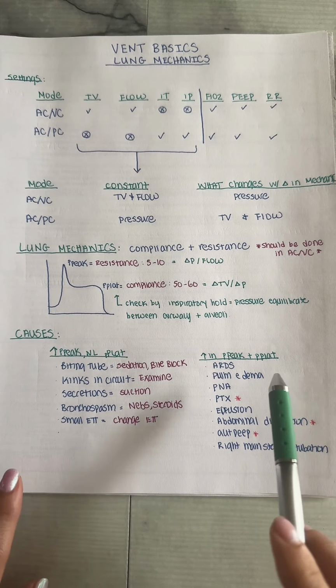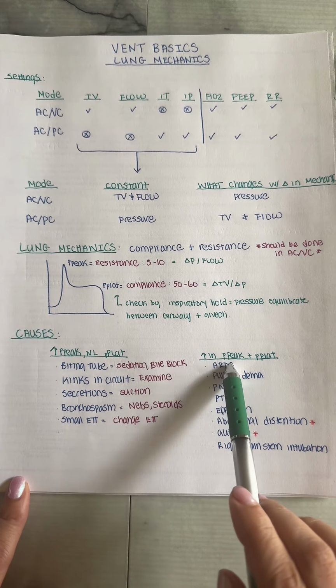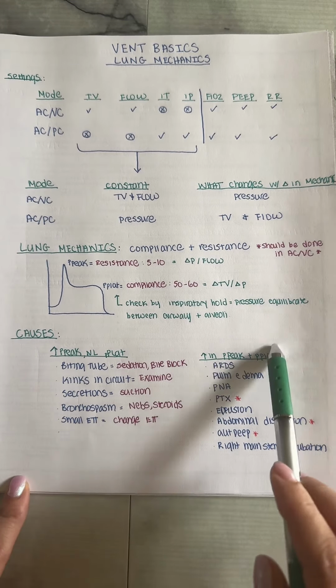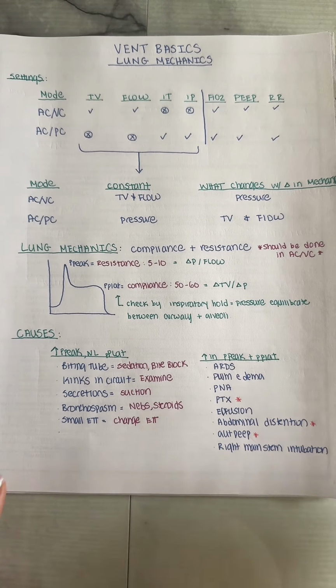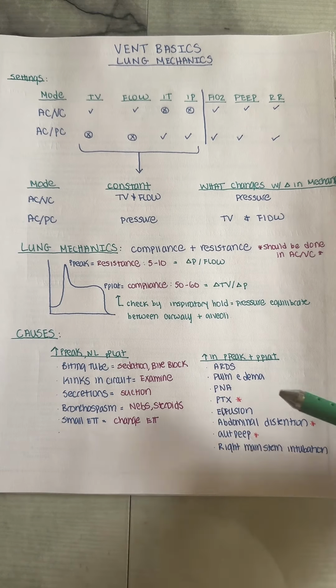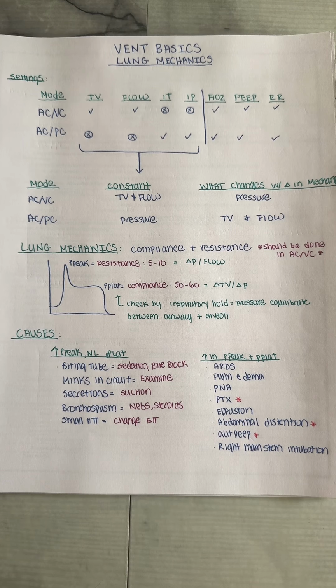And then if there is an increase in both the peak and the plateau pressure, now we're thinking this is a compliance issue, okay? So the differential for that is a little bit longer, and obviously the treatment for that is a little bit more complicated. So it could be ARDS, pulmonary edema, pneumo, effusions, right mainstem intubation.